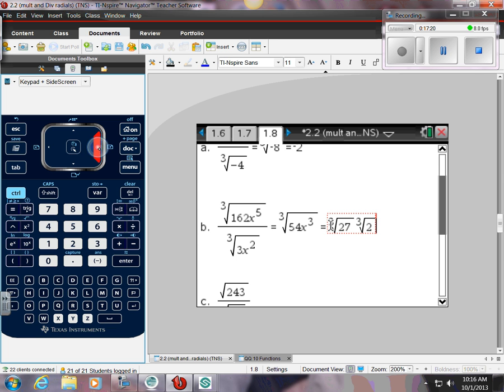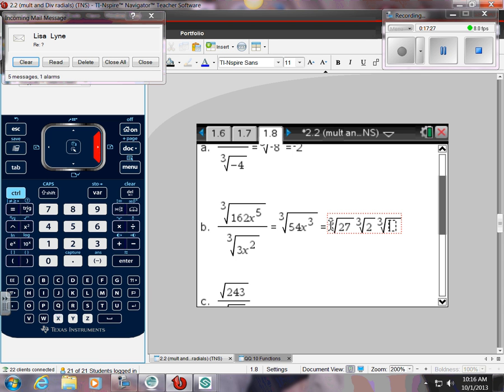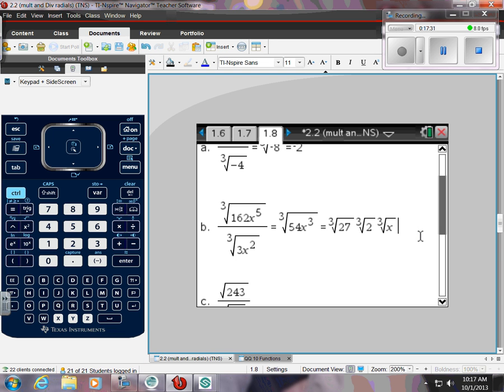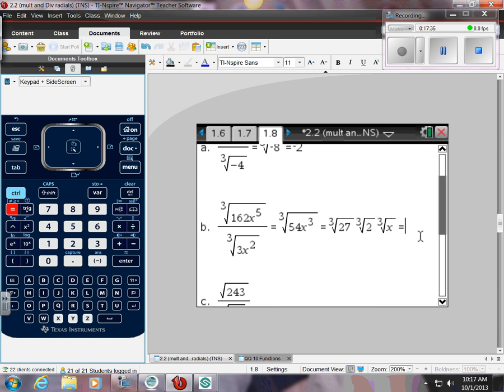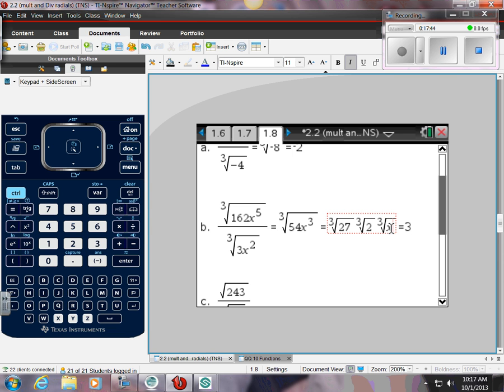Okay. What about that x cubed? Do I need to break it down? No. Okay, so we've got that. Broke it all apart. What's cube root of 27? 3. What's cube root of 2? Can't do it. Cube root of x cubed? I lost that cube, didn't I?